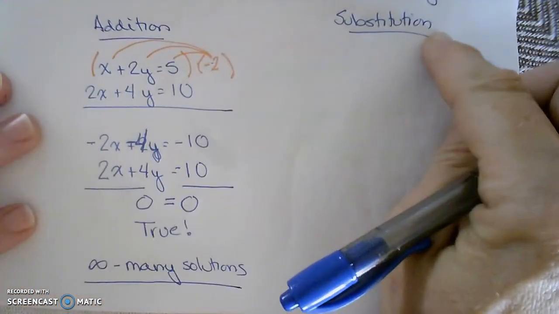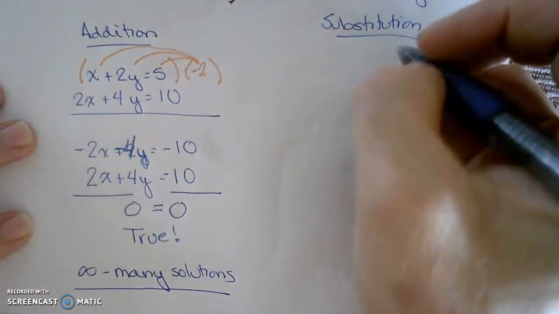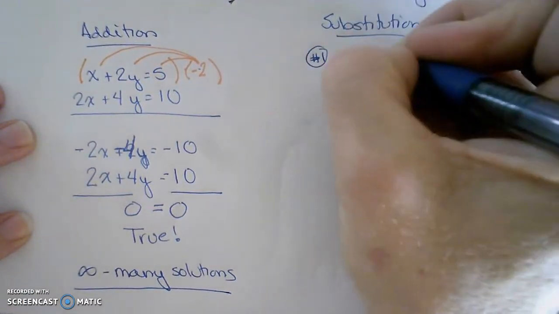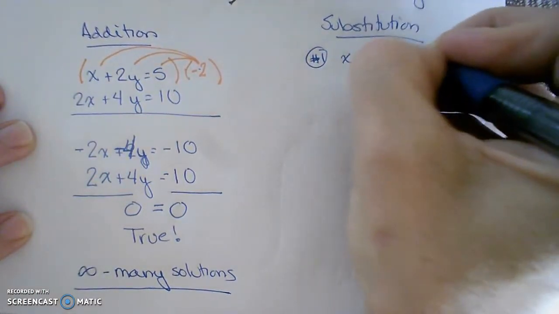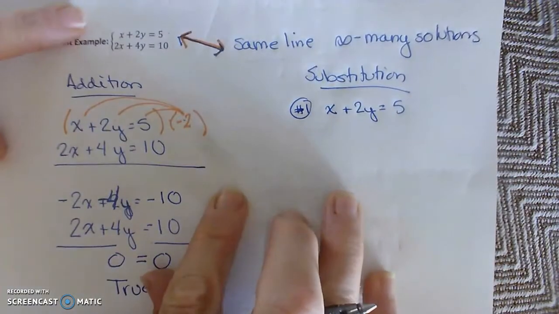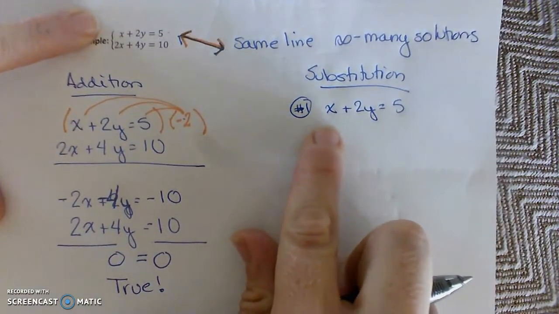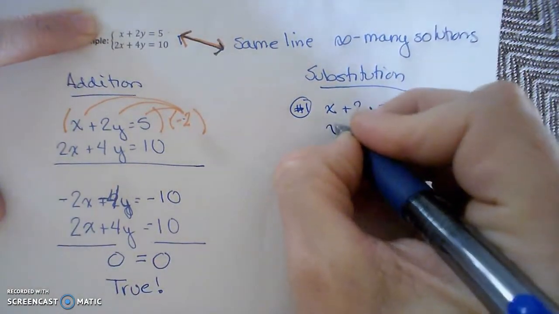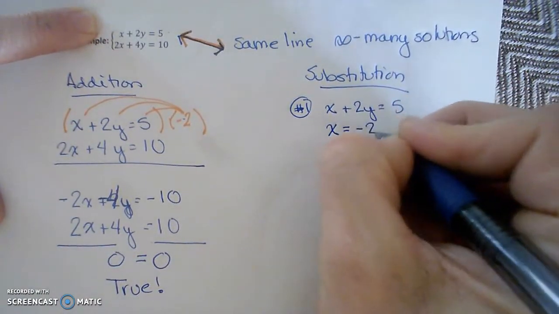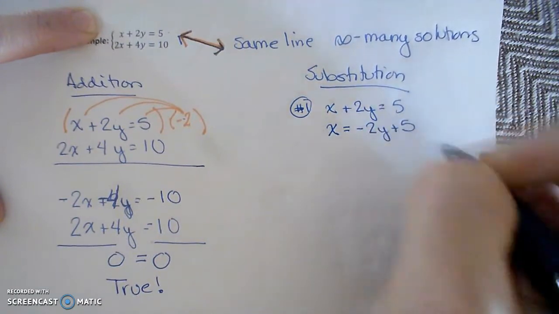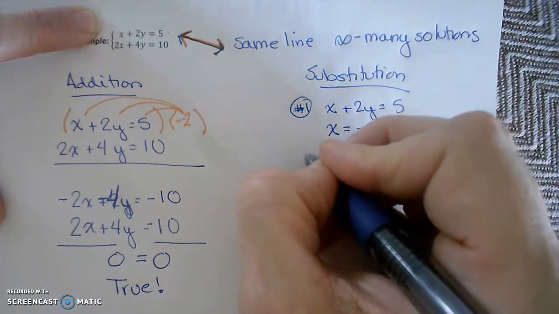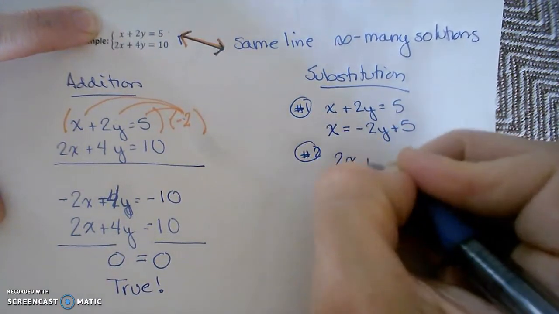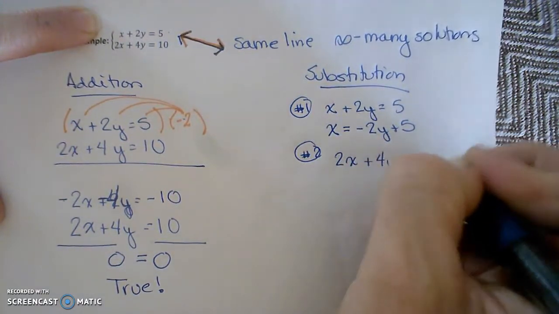The same thing would happen if we had done the method of substitution. So suppose we take equation number 1, x plus 2y equals 5. Okay. And let's solve for, say, x. It's the easier thing to solve for. I'll subtract 2y from both sides to get x equals negative 2y plus 5. And now let's plug that in to equation number 2, which is 2x plus 4y equals 10.